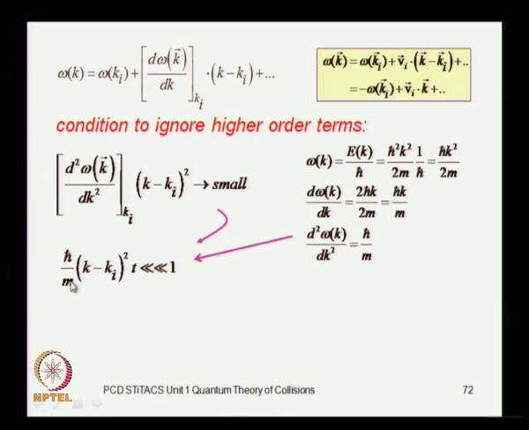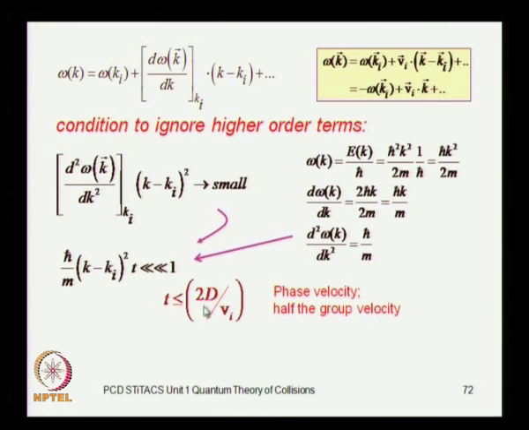So the mathematical relationship is that this product of h cross over m multiplied by the square of the difference in momentum in units of h cross times time must be less than 1, and this time will depend on how much time it takes to reach the detector, and that distance in our geometry is capital D. But since the phase velocity is half the group velocity, all you have to consider is twice that distance, right? And if this t is less than or equal to twice distance by velocity, then you are okay. And this is what it amounts to.